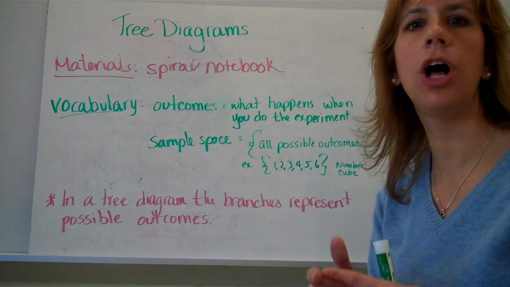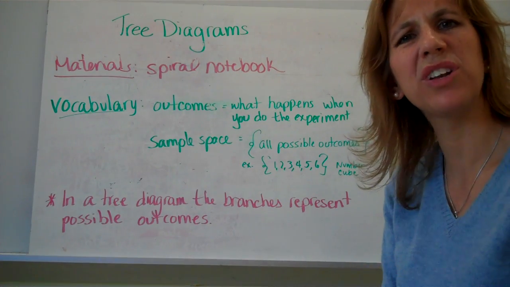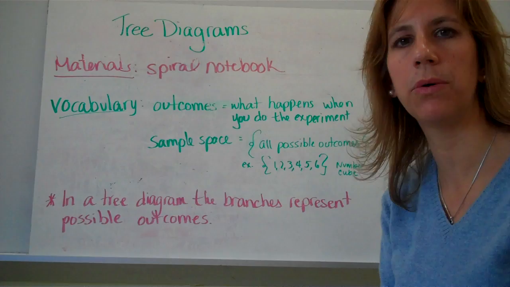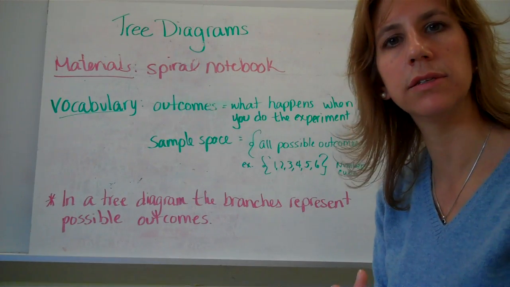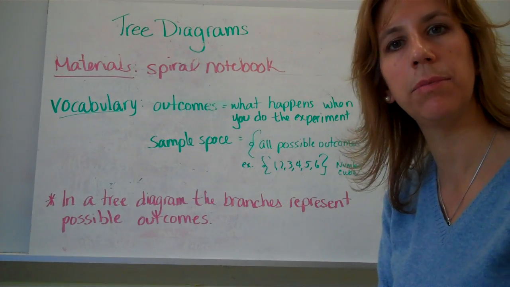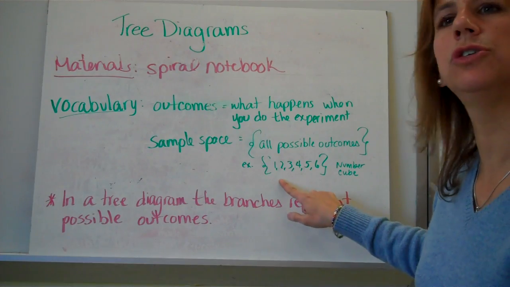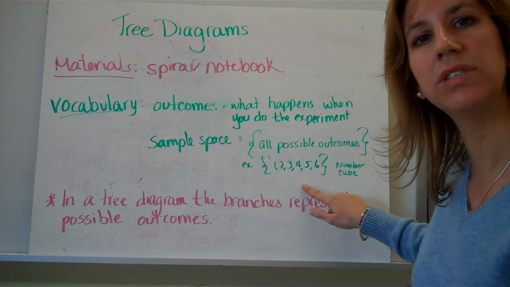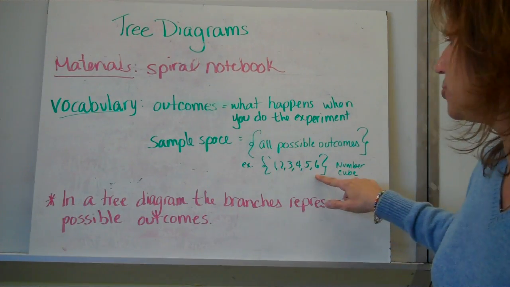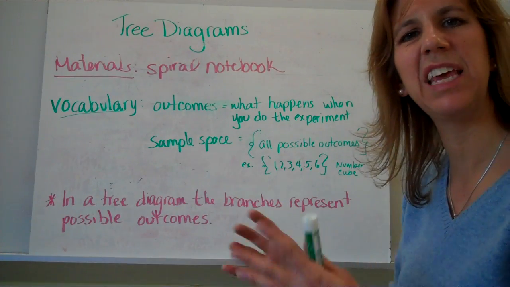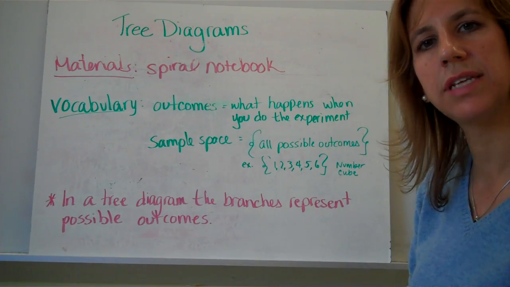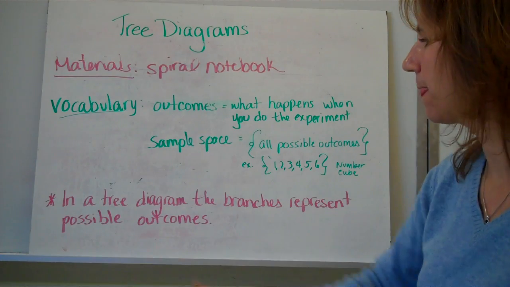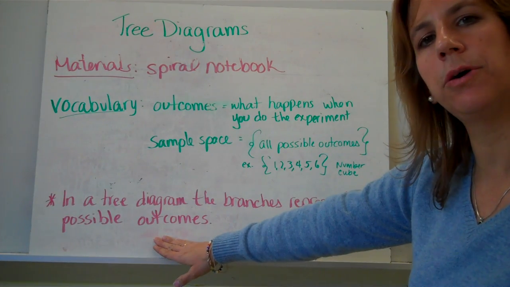Sample space are all the possible outcomes put together. What could happen if you flip that coin? You could get heads or tails. What could happen if you rolled a number cube? You could get 1, 2, 3, 4, 5, or 6. Notice I have commas in between, and I'm using curly brackets to kind of keep all that together. That's called your sample space. Would you make this note in your spiral notebook as well?